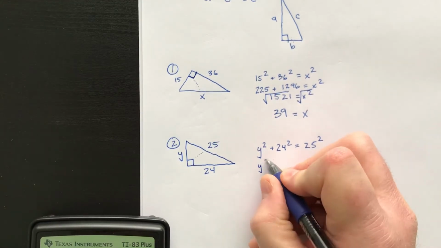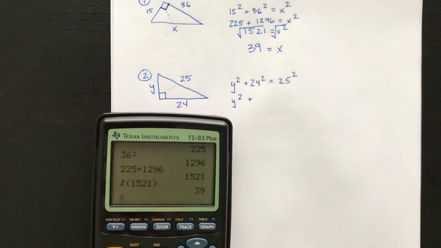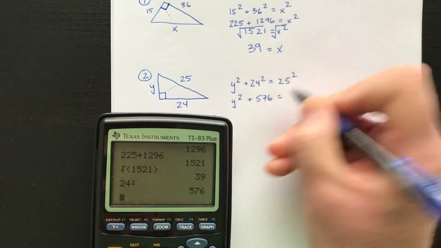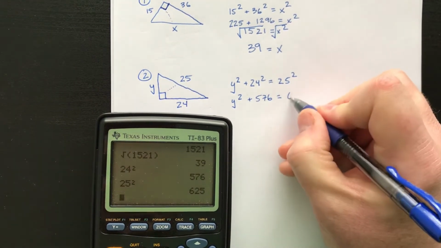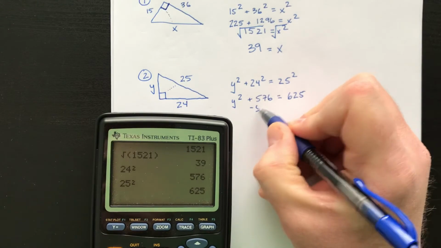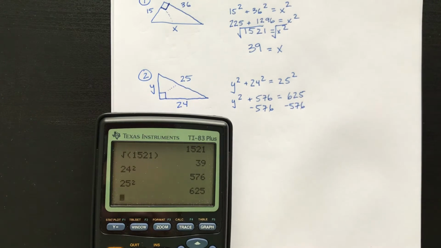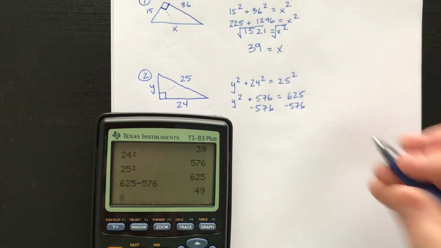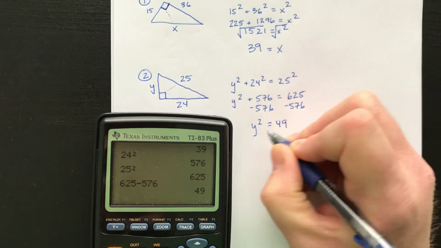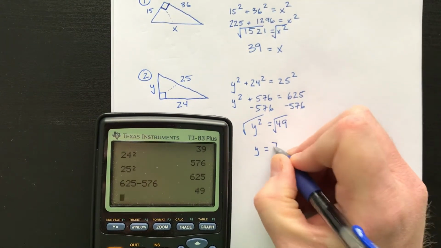So now, y squared plus, I go to my trusty calculator. 24 squared is 576. 25 squared is 625. Now look at the little difference here from the last problem. I have to subtract that 576 on both sides. So 625 minus 576. So y squared is equal to 49. And I take the square root. So y is equal to 7.